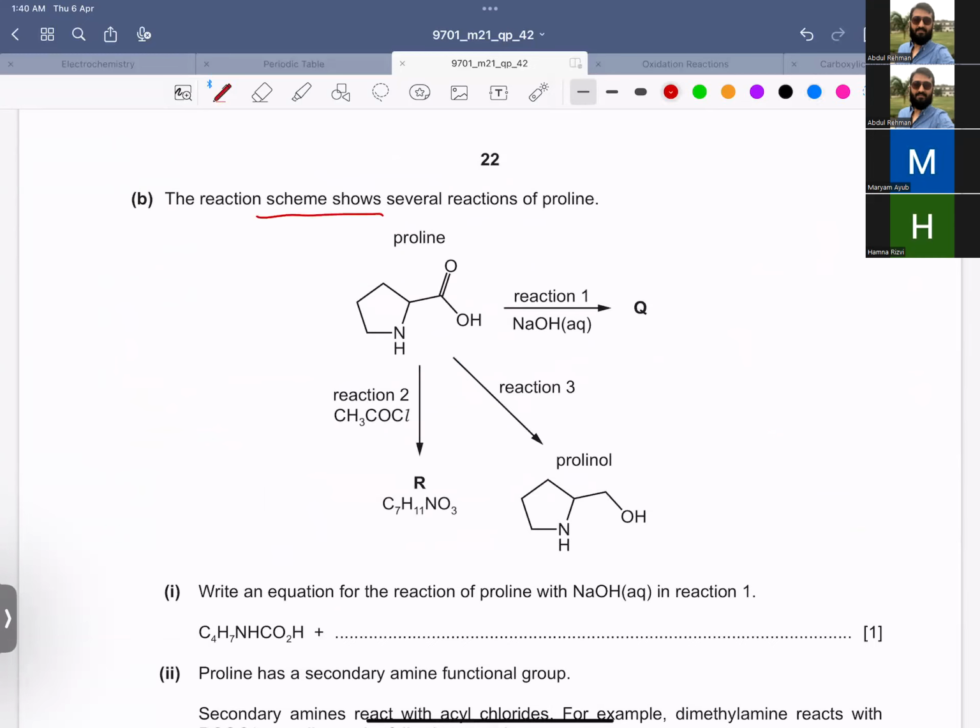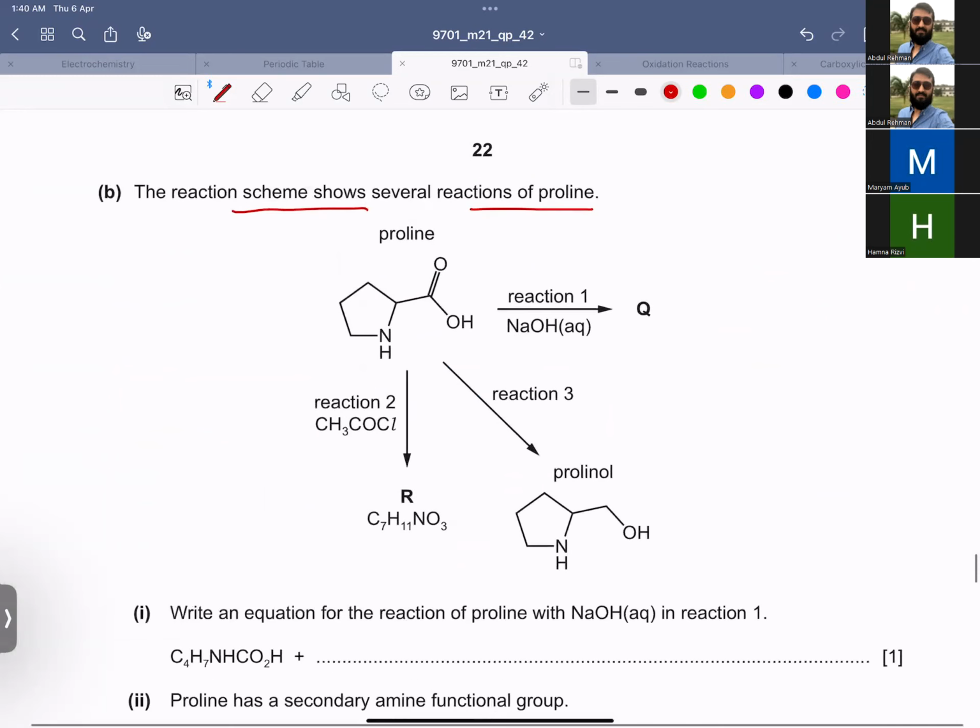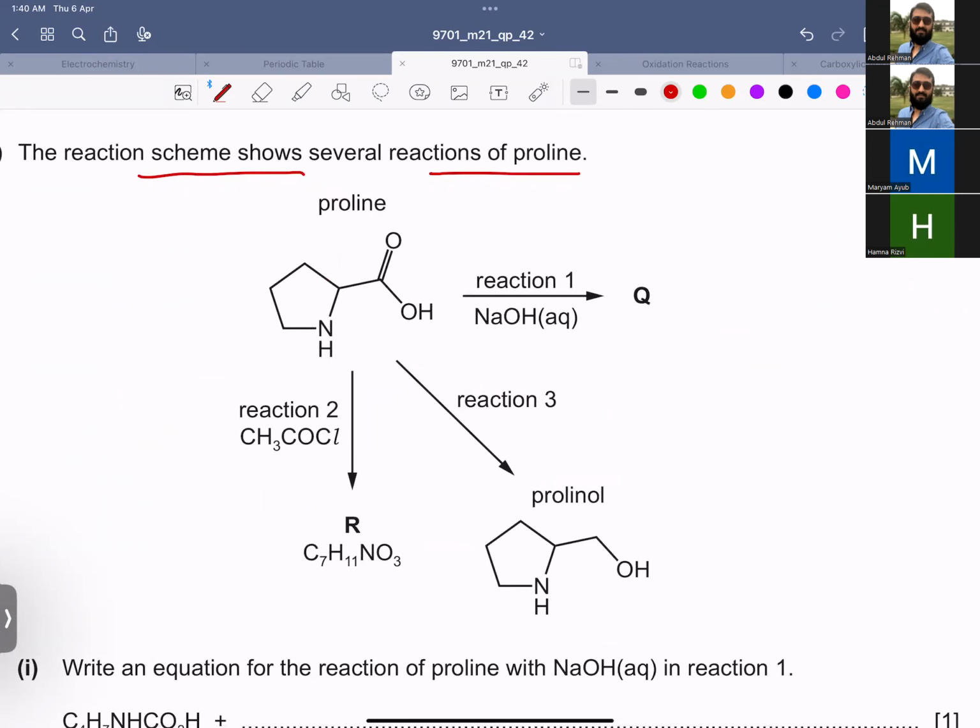The reaction scheme shows several reactions of proline. So see, there is an acid in proline, and in proline there is an amine, right? I am adding a base to it, so there is an acid-base reaction. So what would be the Q? In Q, the acidic part of the proline has reacted with the base. So instead of C double bond O OH, we got C double bond O O negative Na. Right?